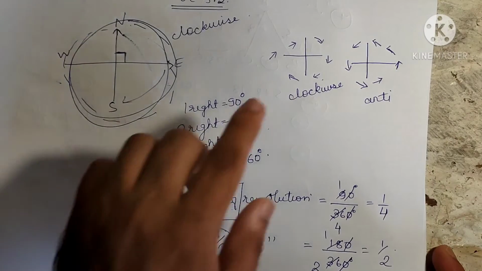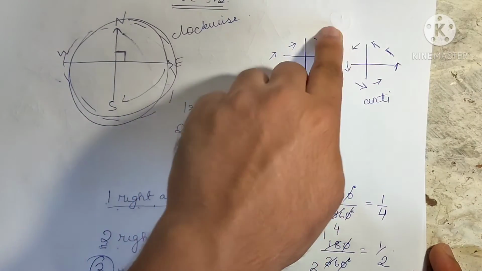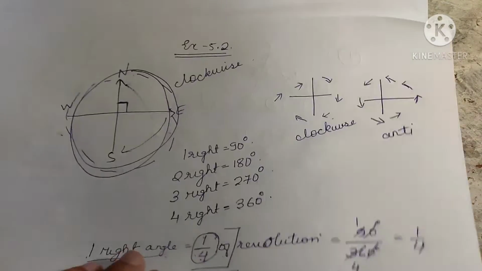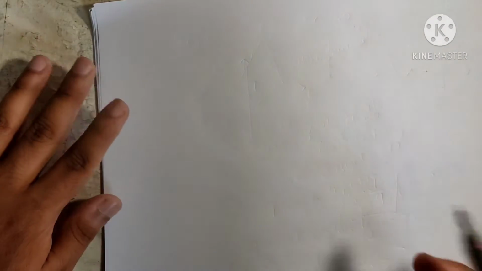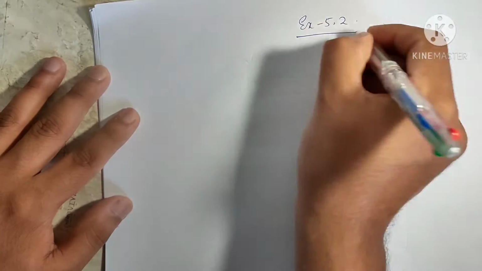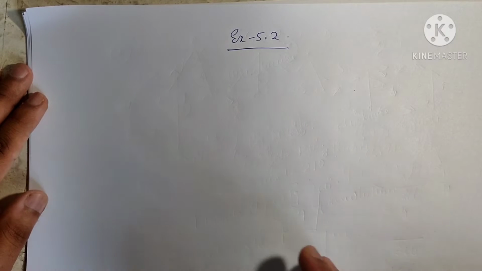And what you have to keep in mind is how the clockwise is moving and how the anti-clockwise is moving. Okay, this much only for this chapter. After that you can easily solve the exercises. Okay, we'll solve. Let's try exercise 5.2. Okay, exercise 5.2. Let's start.